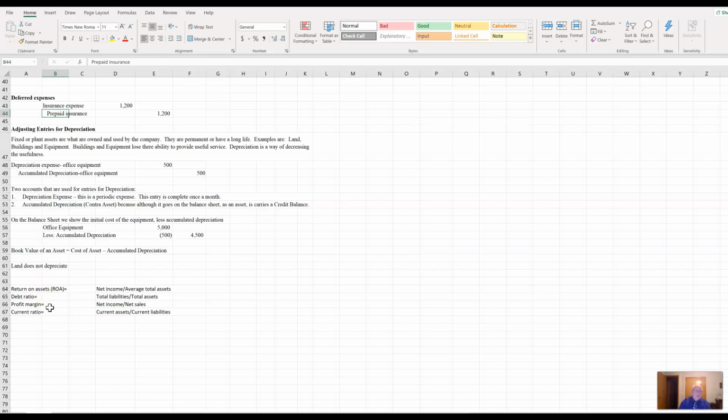Okay. Then there are some equations you also need. Return on assets is net income divided by the average total assets. The debt ratio is total liabilities divided by total assets. Profit margin is net income divided by net sales. And current ratio is current assets divided by current liabilities. So that should take care of this video.